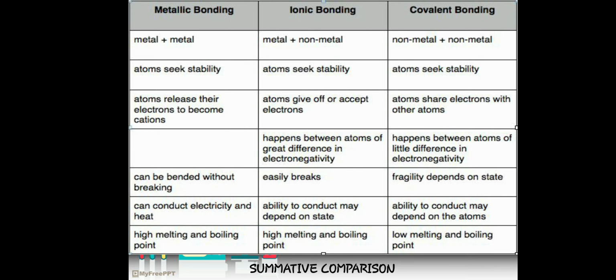So, metallic bond can conduct electricity and heat. For ionic bond, the ability to conduct may also depend on the state. And for covalent bond, the ability to conduct may depend on the atoms themselves. Okay, metallic bond has a high melting and boiling point. Ionic bond has a high melting and boiling point. And covalent bond has a low melting and boiling point. So that is the summative comparison of metallic, ionic, and covalent bond. I hope you understand the differences between the types of chemical bond.